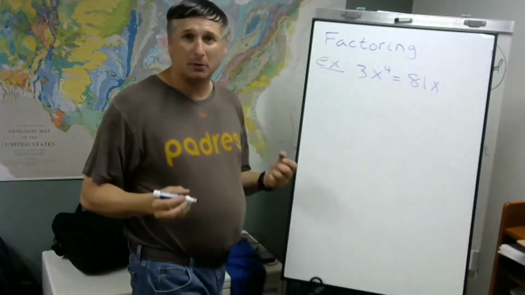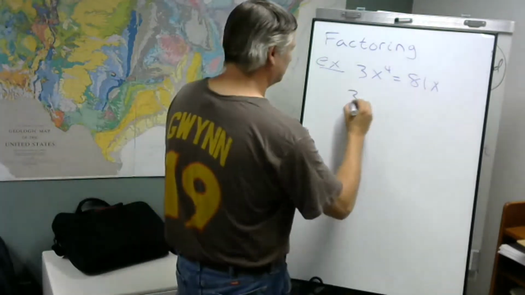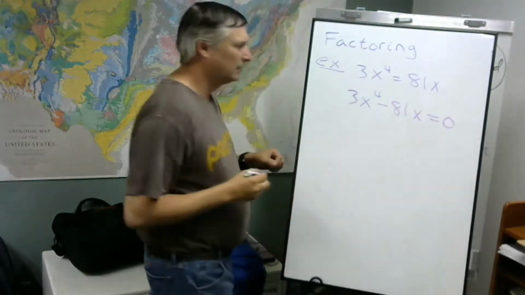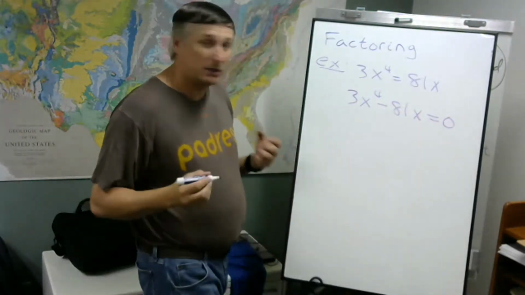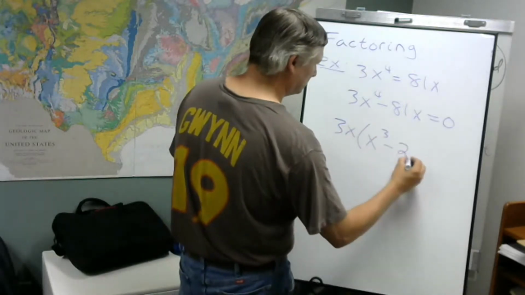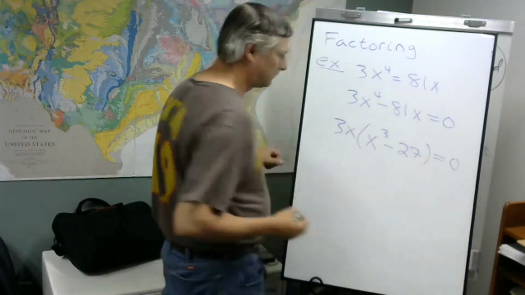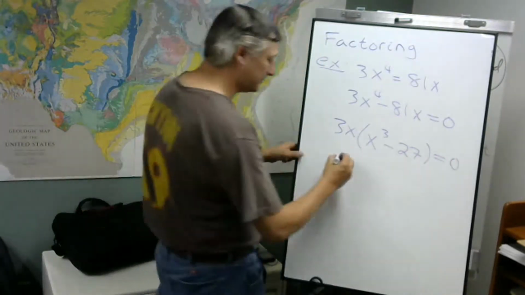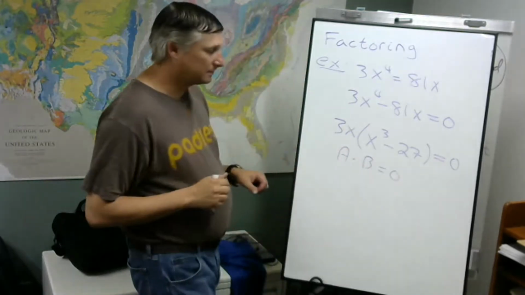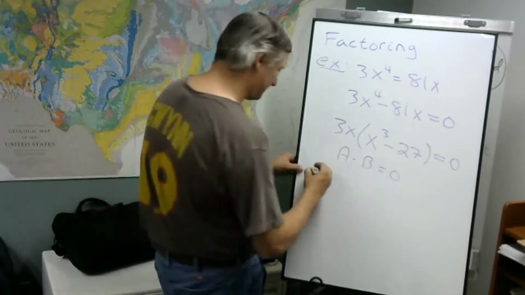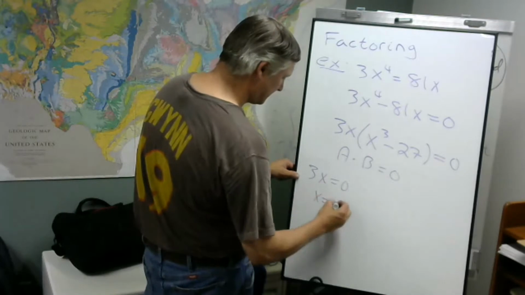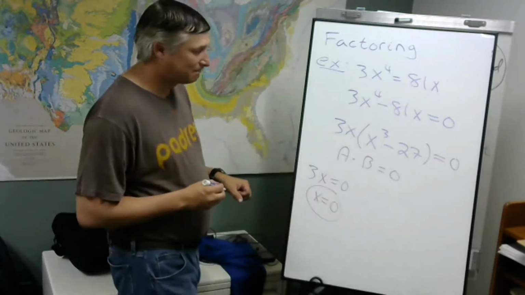We want to subtract 81 from both sides, or 81x. Then we want to factor out 3x. We can do that. And now again, we use the zero product principle. A times B equals 0 means A is 0 or B is 0. So this is going to play the role of A. Divide both sides by 3. We get x is 0.